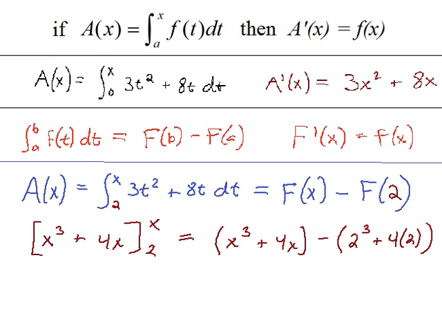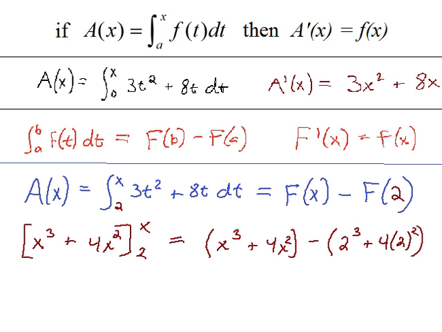I believe I made a mistake here. Yes, this antiderivative should be squared, 4x squared. So will we get the same result? A of x is equal to x to the third plus 4x squared minus what? What's 8 plus 16? Minus 24.